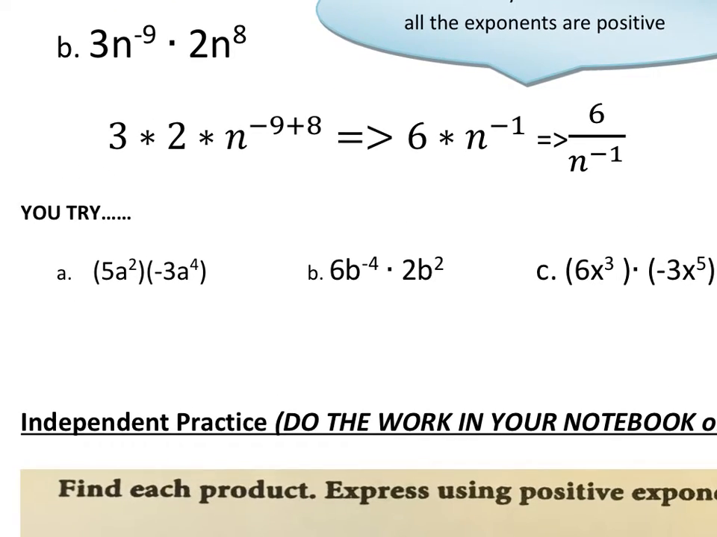Okay, so again, let's go out with the highlighter. My coefficients, I'm going to highlight. So those are my coefficients. My base is the variable. So I multiply my coefficients, which gives me 3 times 2, which will give me 6. Okay?